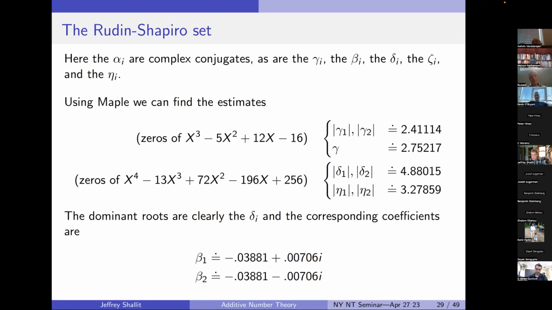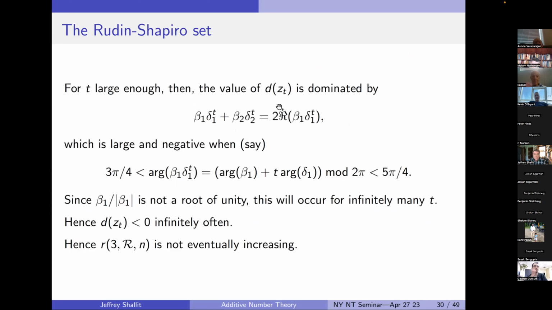If we want to show that this difference is not strictly increasing, all we need to do is show that it's negative infinitely often. And so this D of Z T then is going to be dominated by the real part of beta 1, which was this coefficient on the previous slide, times delta 1 to the T. And this is going to be large and negative when we're in the right sector. And so this will occur for infinitely many t, and hence this D of Z T is less than zero infinitely often, and hence this R3 R N is not eventually increasing. So it's a combination of using a little bit of logic, a little bit of computation, a little bit of linear algebra, and then just something about the zeros of these polynomials.